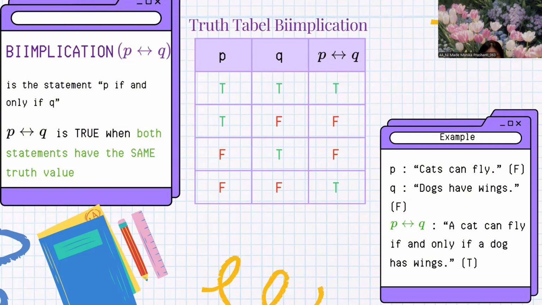Statement P: Cats can fly. This is false. Statement Q: Dogs have wings. This is also false. When we combine them into a biconditional, a cat can fly if and only if a dog has wings. Logically, this entire sentence is true. Why? Because the condition for a cat flying is tied exactly to the condition of a dog having wings.